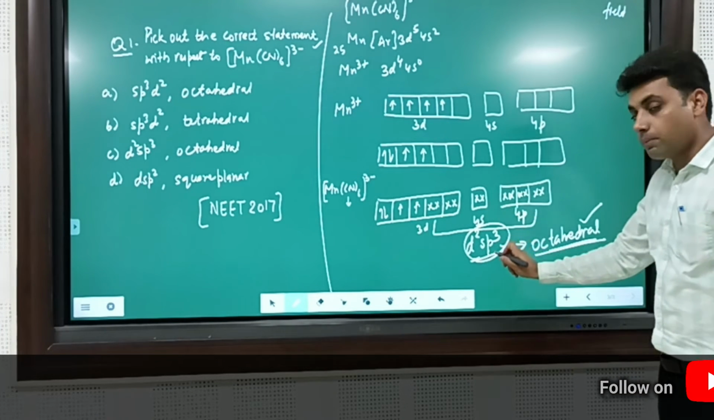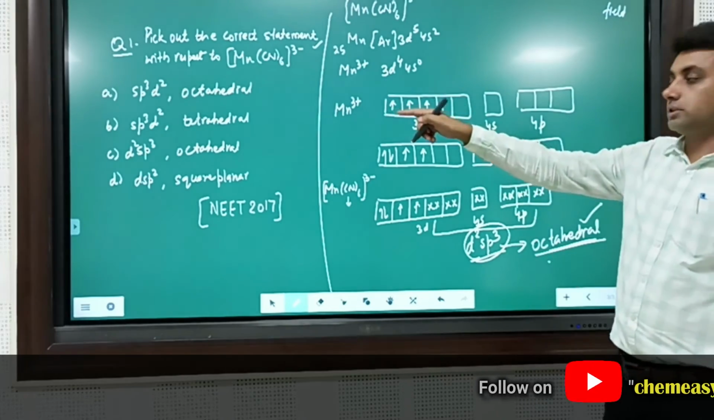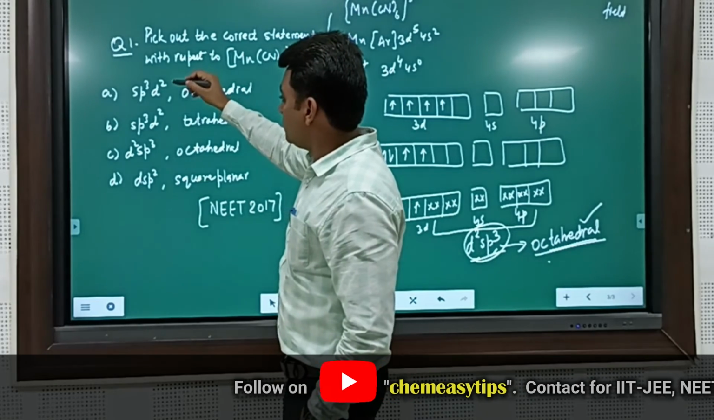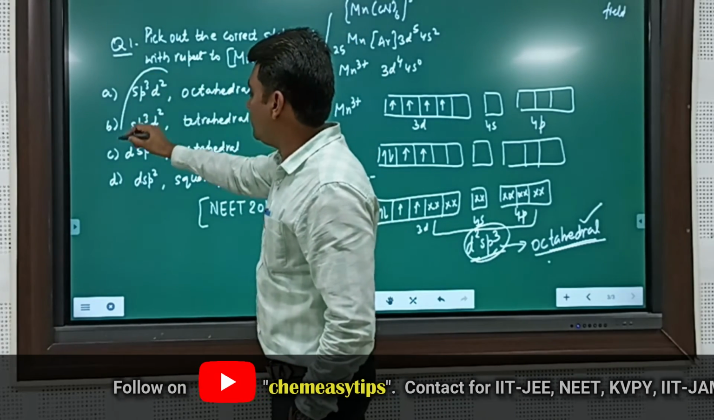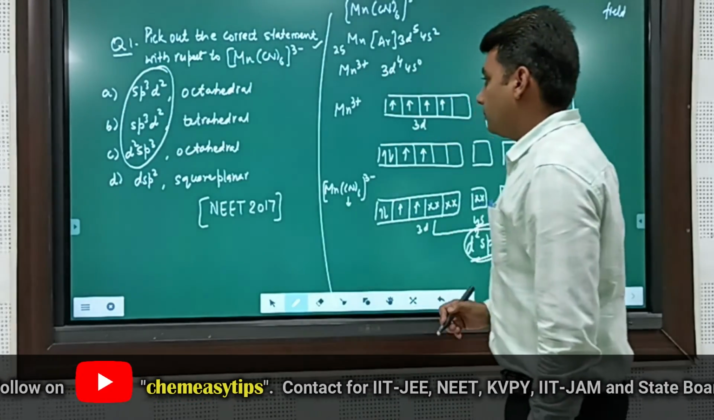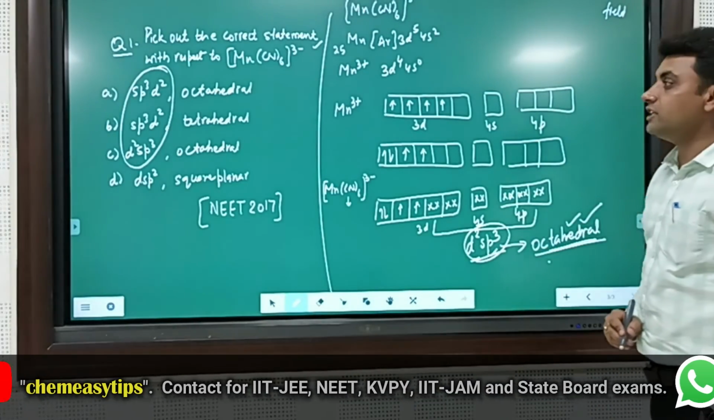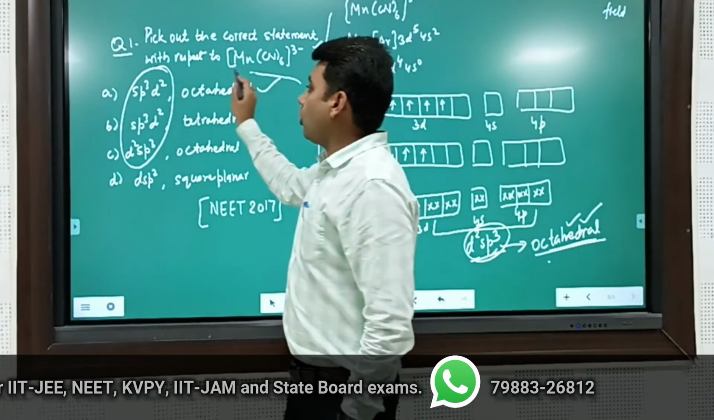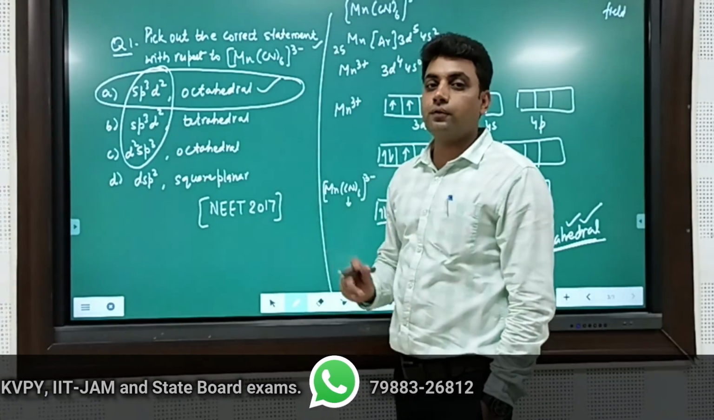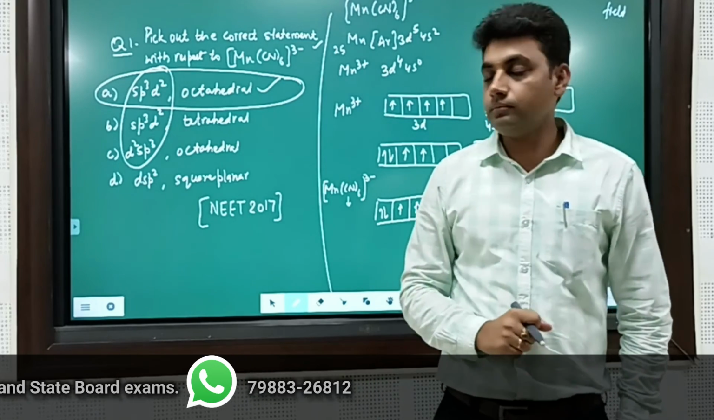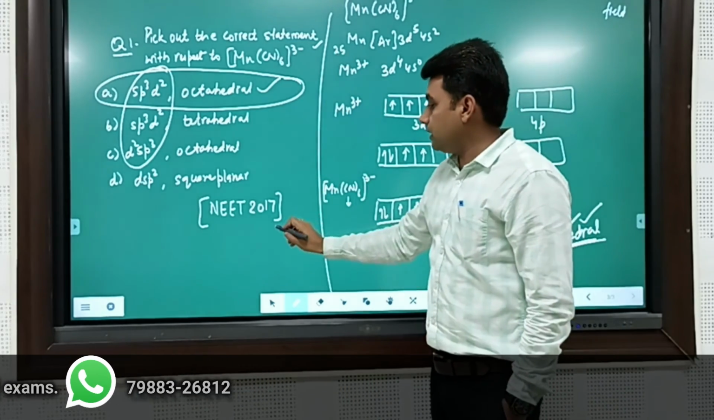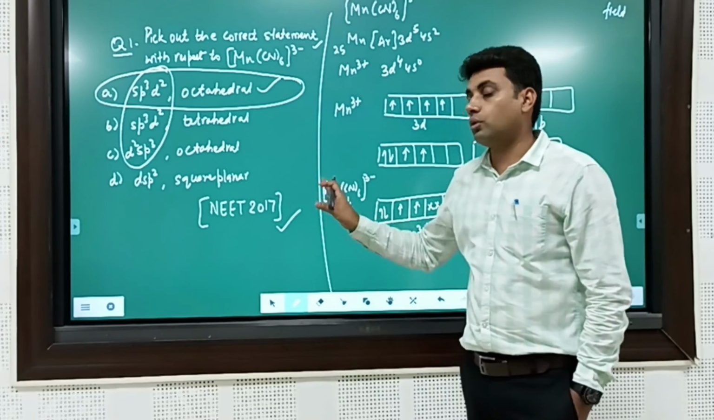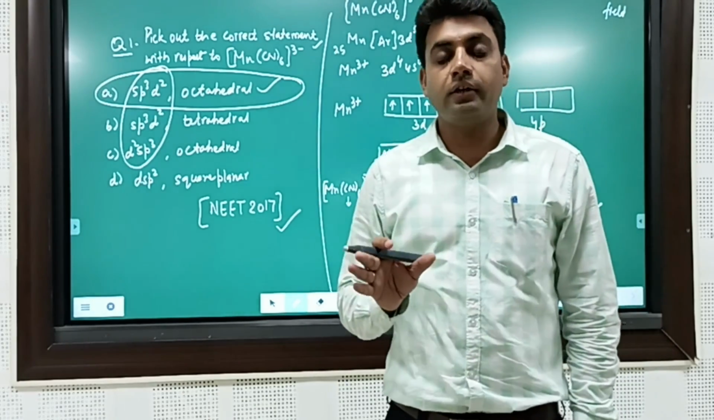Now we just compare these results with the 4 options. We have the first option, second option, and third option with d2sp3, but the octahedral arrangement appears only in the case of A. So option A is the right answer for this coordination complex. That question appeared in NEET 2017, and it is the most important question related to coordination complexes.